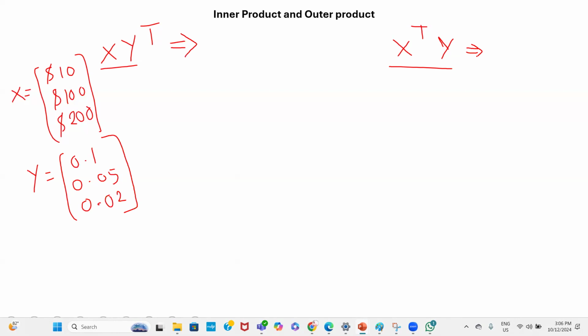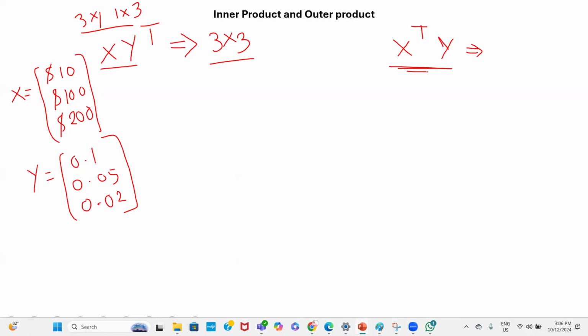What is the dimension that you'll get here? X is 3 into 1, right? X is 3 into 1. Y transpose is 1 into 3. So the product of this would be a 3 by 3 matrix. Okay.